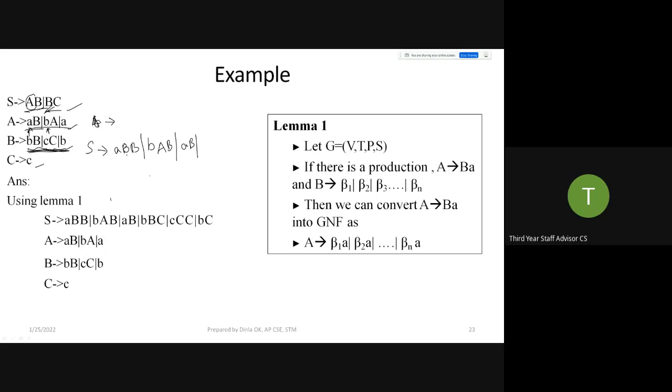B B C or C C C or B C formula. So if we check this production, all are in Greibach, because terminal followed by a set of non-terminals, terminal followed by a set of non-terminals, terminal followed by a non-terminal. Okay, everything is in GNF. So this is how we convert each of the productions.